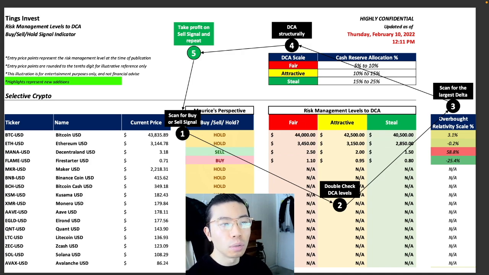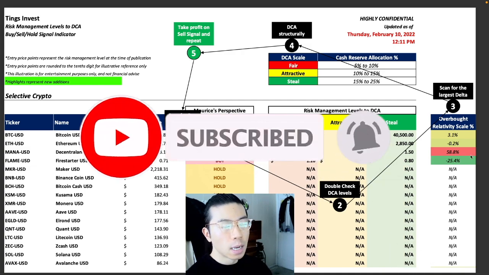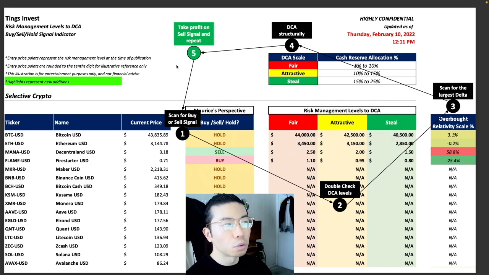You refer to the relativity scale to show whether we are overbought or oversold at the moment, right? So whenever you see that it's screaming a red number, or a relatively large percentage, which shows the largest delta or variance, if you may, right? You take a checklist and you check off that one and you see that, oh, you know what? Decentraland seems like it's screaming a sell signal at the moment, right? And then what you do next is basically, if you want to take profit, you go straight to step 5.